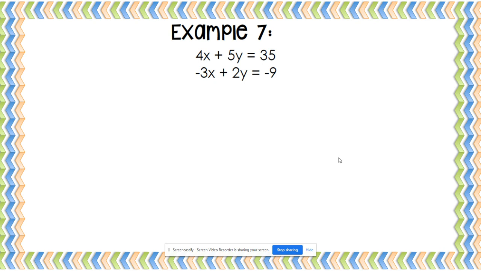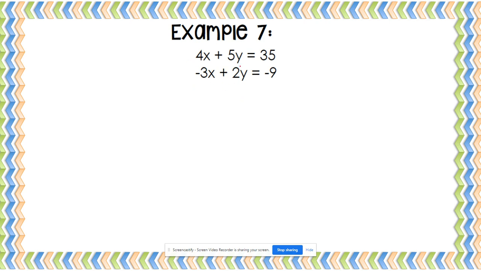All right, for our last example, we have 4x plus 5y equals 35. And -3x plus 2y equals -9. If I notice with these, none of these have 0 pairs, but also none of them are factors of the other. So 4 is not a factor of 3, and 3 is not a factor of 4. 5 is not a factor of 2, and 2 is not a factor of 5, which means I might have to actually multiply both of these equations.